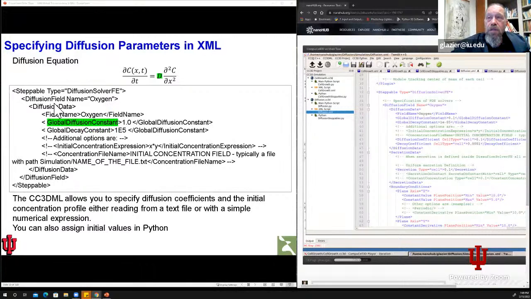The first thing that you're going to see is diffusion field name equals oxygen, and then later on you're going to see field name oxygen again. So there are going to be a couple of places where you may see the same information multiple times. I do not guarantee what will happen if you make those not agree with each other, so I recommend leaving them the same.